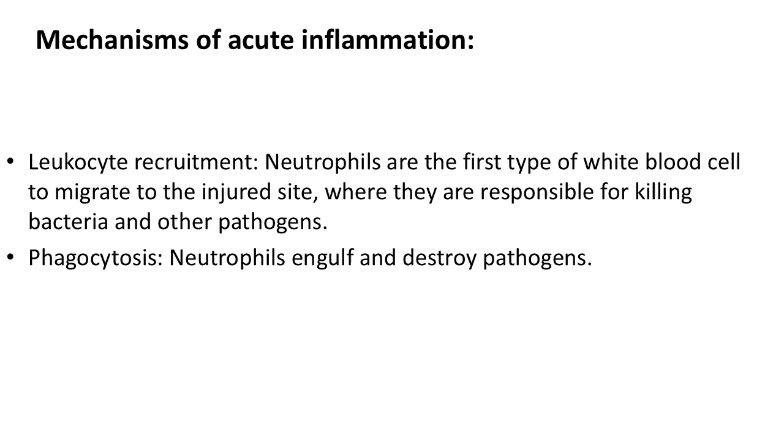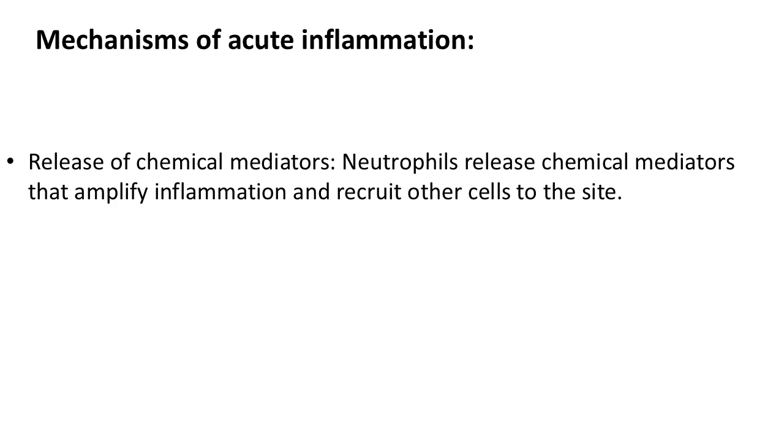Mechanisms of acute inflammation. Leukocyte recruitment. Neutrophils are the first type of white blood cell to migrate to the injured site, where they are responsible for killing bacteria and other pathogens. Phagocytosis. Neutrophils engulf and destroy pathogens. Release of chemical mediators. Neutrophils release chemical mediators that amplify inflammation and recruit other cells to the site.